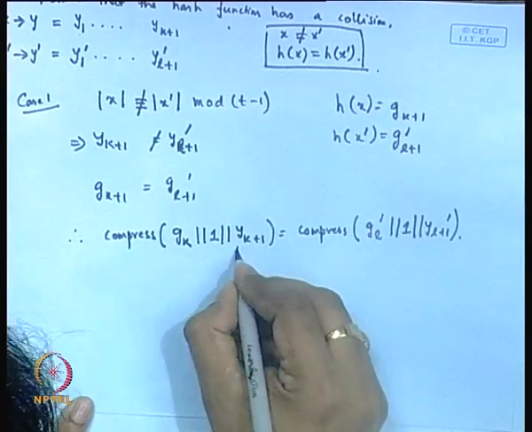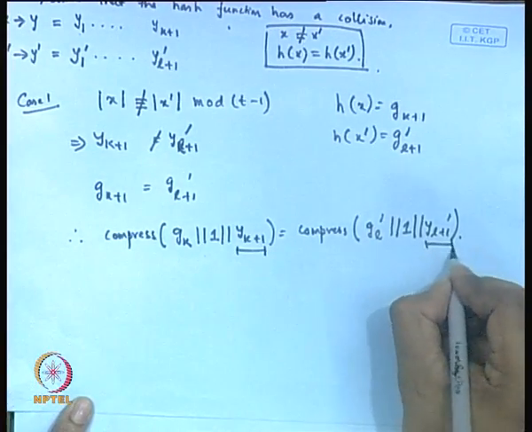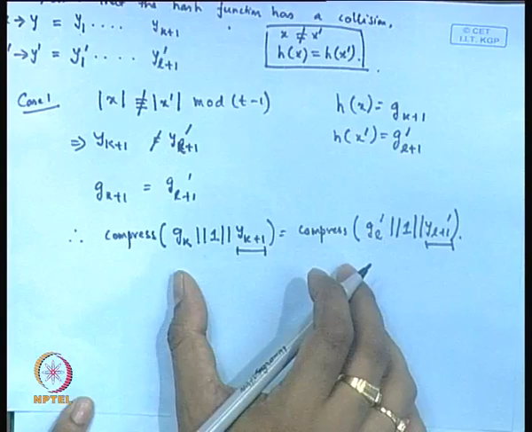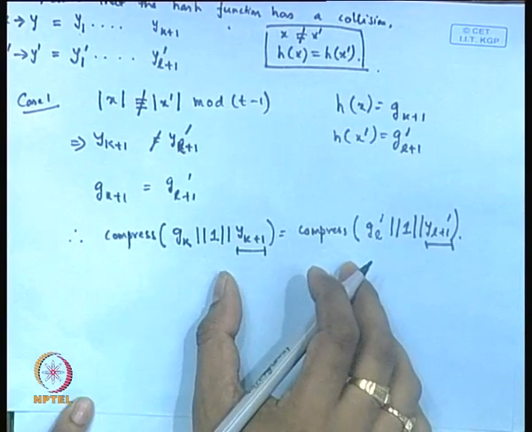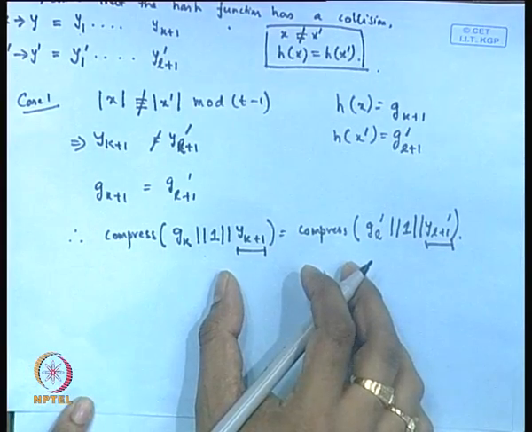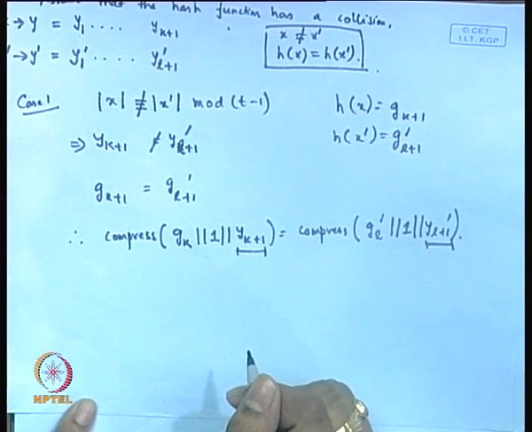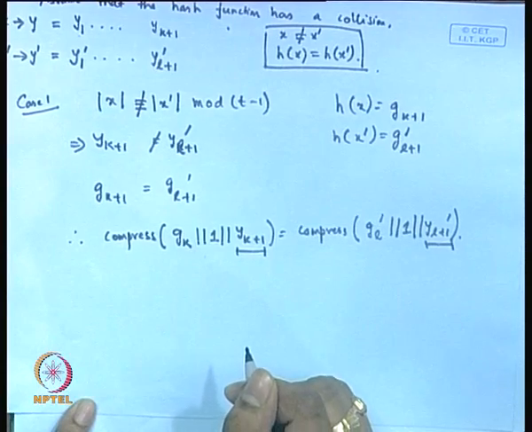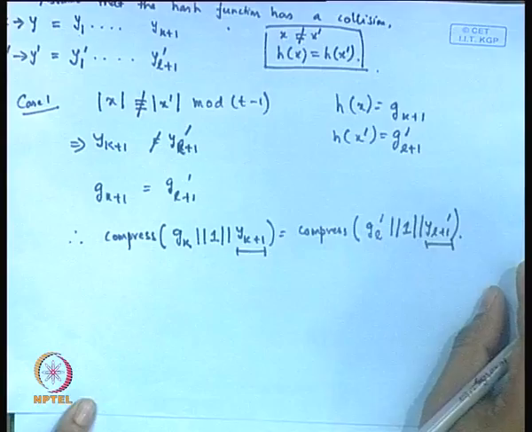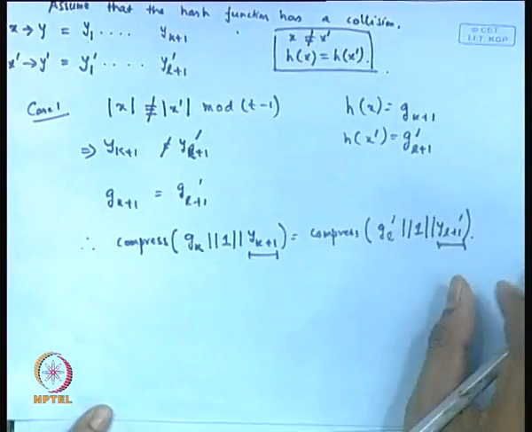Now we know that yk plus 1 and yl plus 1 dash are different. So it means that we have found two values which give the same compressed outputs. Therefore, what you are showing is that the compression function is not collision resistant. So this solves one case. What about the other case now? Is this part clear?